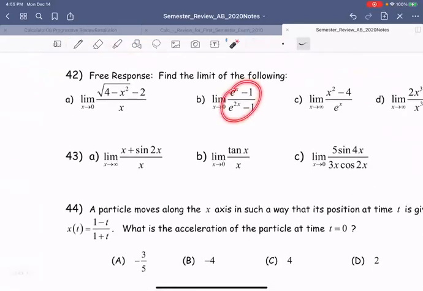Now, for this one, if you can manipulate with the formula we learned in Algebra 1, that's an easy question. Cancel. So this is 1 over 2. Correct? Make sense? Okay.